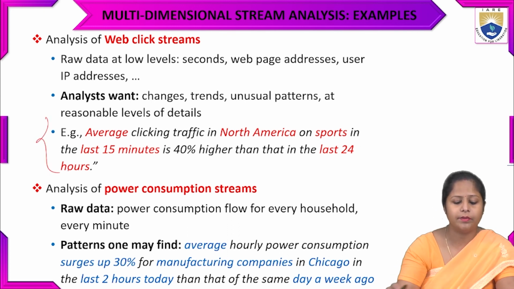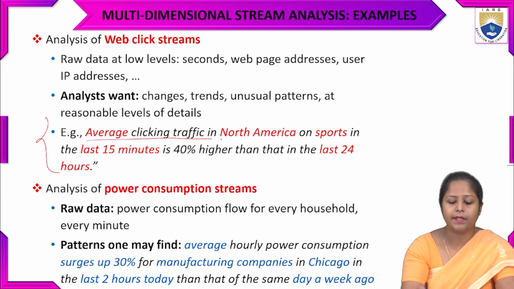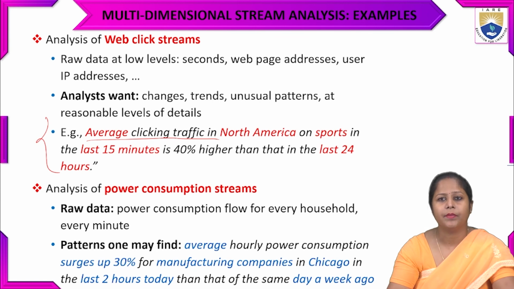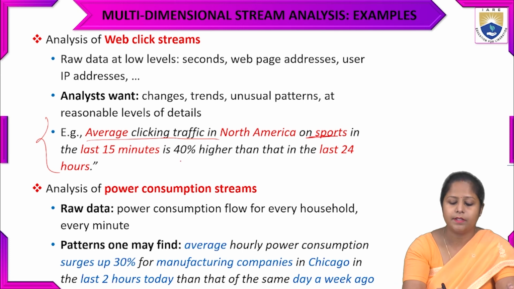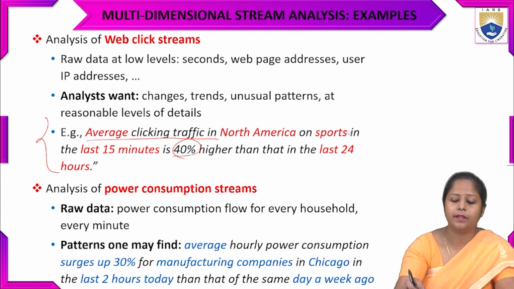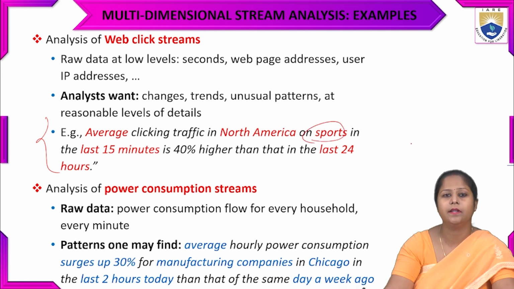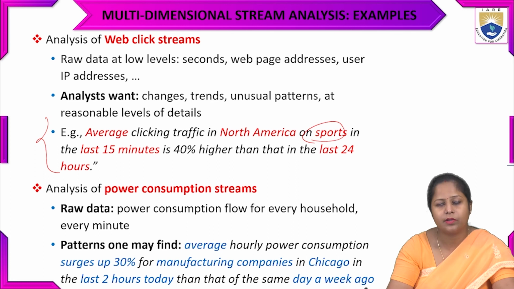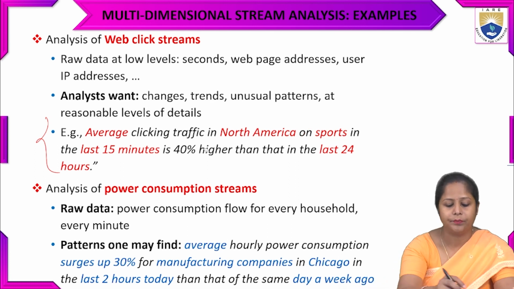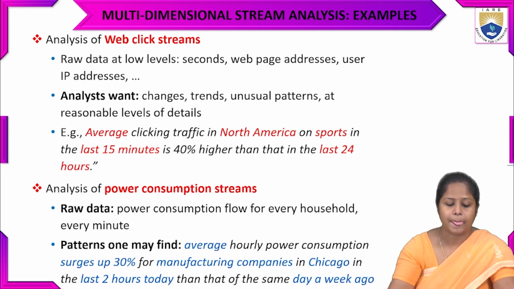So for example, we can see here that the average clicking traffic in North America for sports over the last 5 minutes is 40% higher than over the last 24 hours. So in North America, people are clicking on the web for sports more in the last 5 minutes. That also comes under the web click stream data. That was a real example of the multidimensional stream.